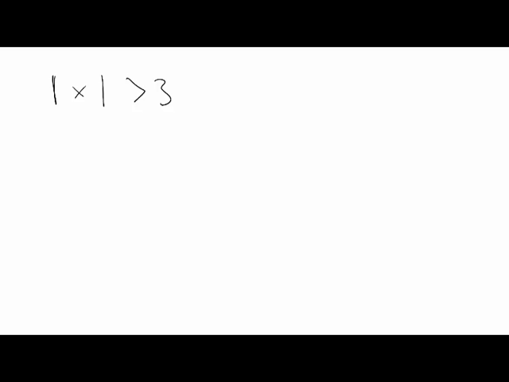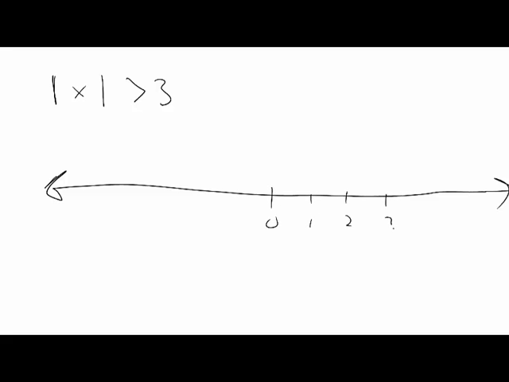Now let's say we had a problem, like the absolute value of x is greater than 3. And so if we draw a number line, and we say this is 0, and here's 1, 2, 3, 4, 5, and we go the opposite way.